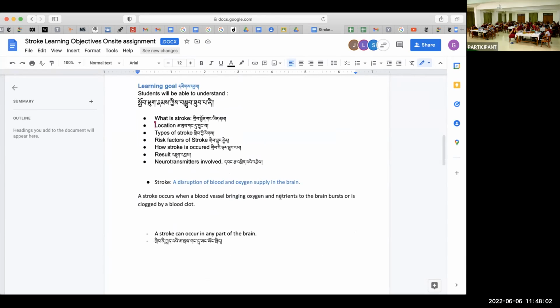First one is what is stroke, or the definition of stroke. Second one is the locations of stroke, where it happens, parts of the brain. And third one is types of stroke. And fourth one is risk factors of stroke. And fifth one is how strokes occur. And sixth one is results. Seventh one is neurotransmitters involved. So this one.